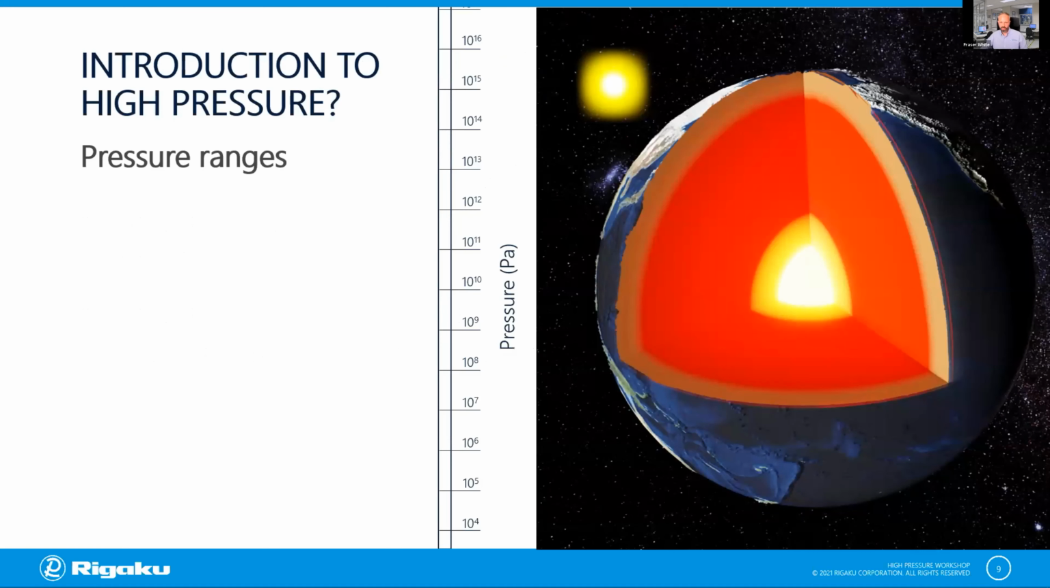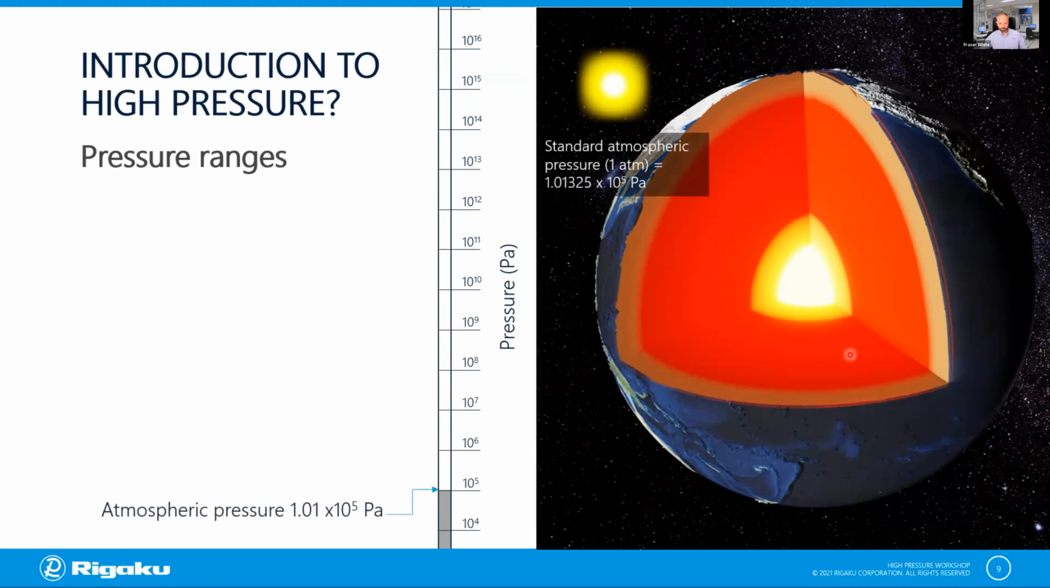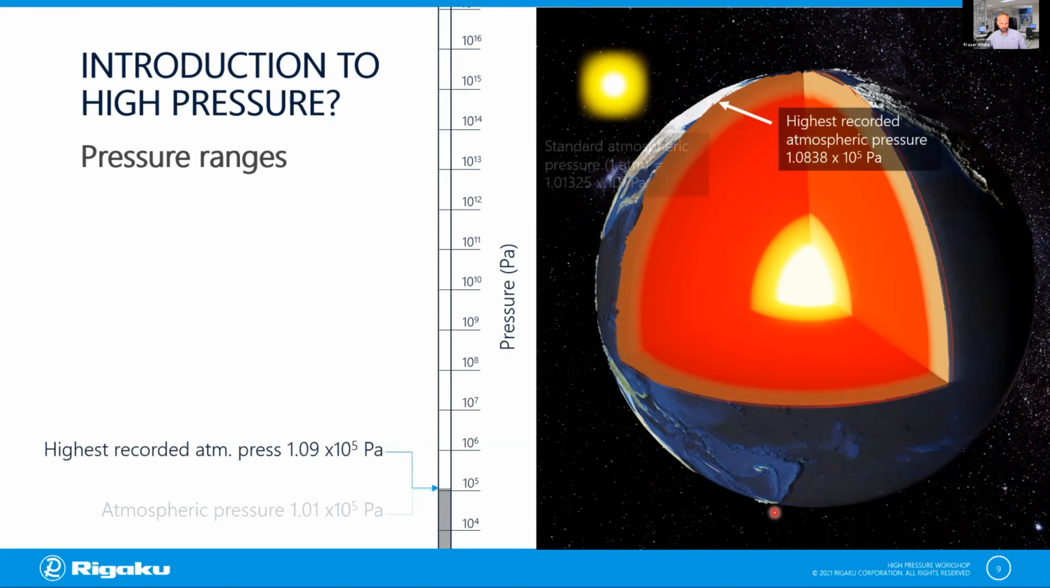So let's start by defining what we mean by high in these high pressure experiments. I have a picture of our home here, and in our atmosphere, the high pressure is very modest next to these experimental pressures. Standard atmospheric pressure sits about here on this exponential scale. The highest pressure ever recorded in the Earth's atmosphere is about here. That's a very, very modest increase, but this has some quite drastic effects on our weather and how we experience the pressure.